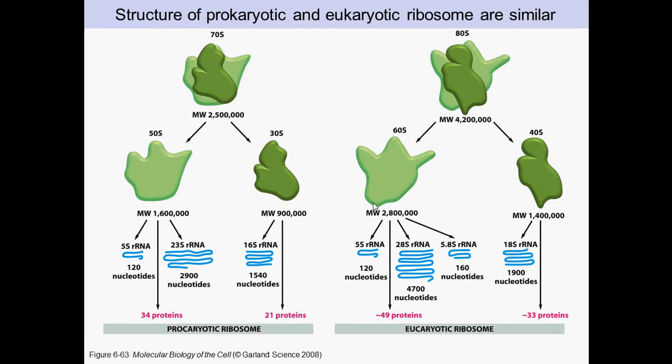So this 5 and this 5 are orthologs. This 23 and this 28 are orthologs. This 16 and this 18 are orthologs. So they all have these different sizes of nucleotides. The ribosomal RNAs are orthologs, which means they have common ancestry. All right, that's about it.